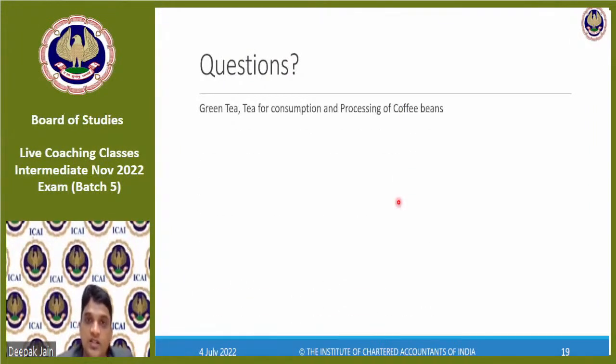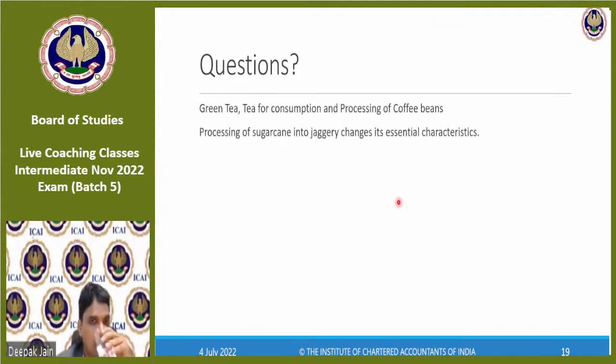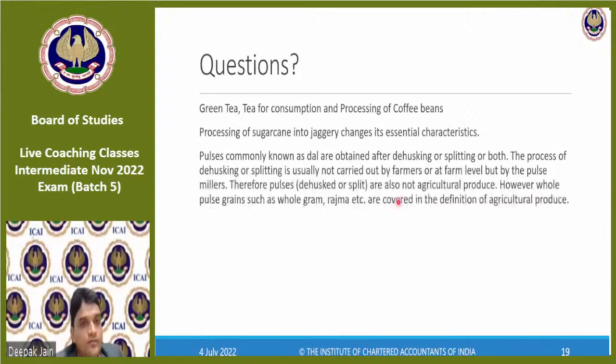So tea for consumption or processing of coffee beans है, that is not an agriculture produce. So any activities done to convert the coffee beans to make it as a coffee, then चिकोरी जो निकलता है उसको exempted नहीं मिलेगा, वो taxable हो जाएगा. Similarly, processing of sugar cane into jaggery changes its essential character, so it is not exempted, it is taxable.